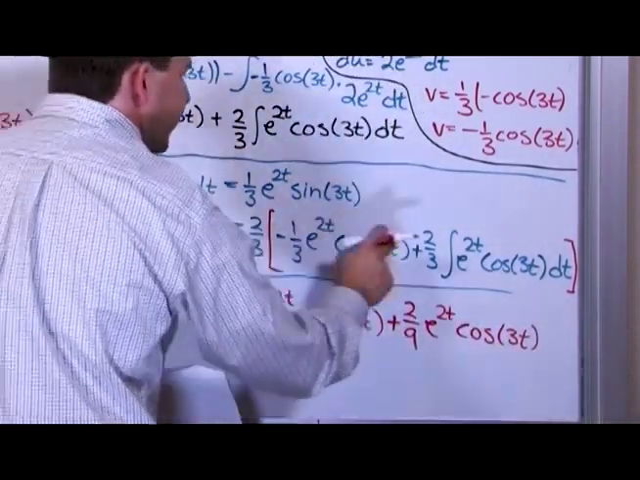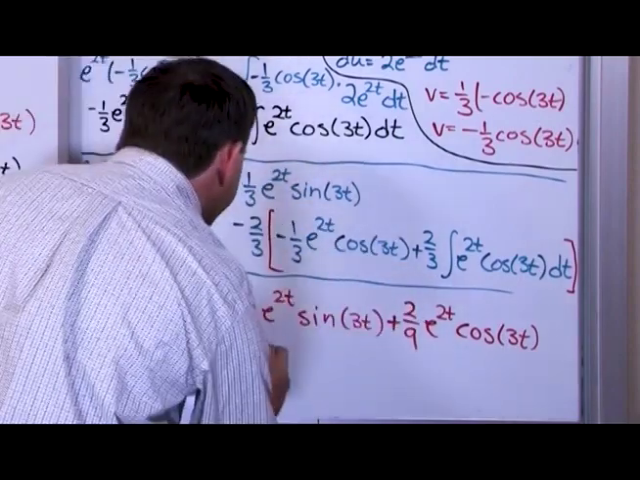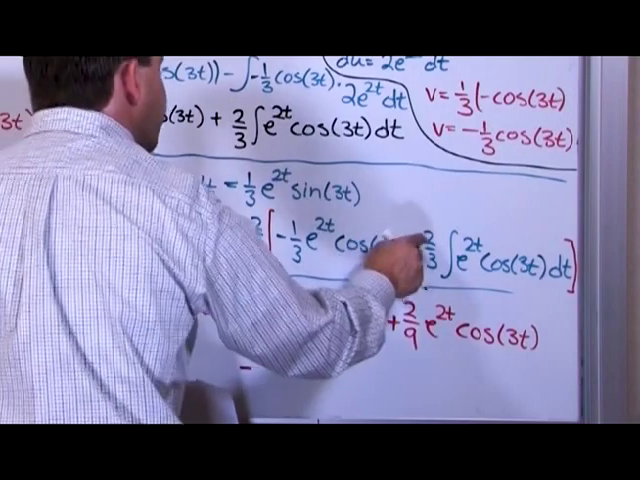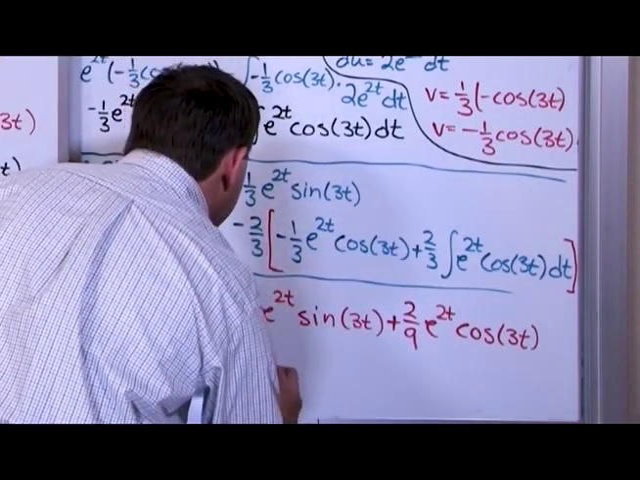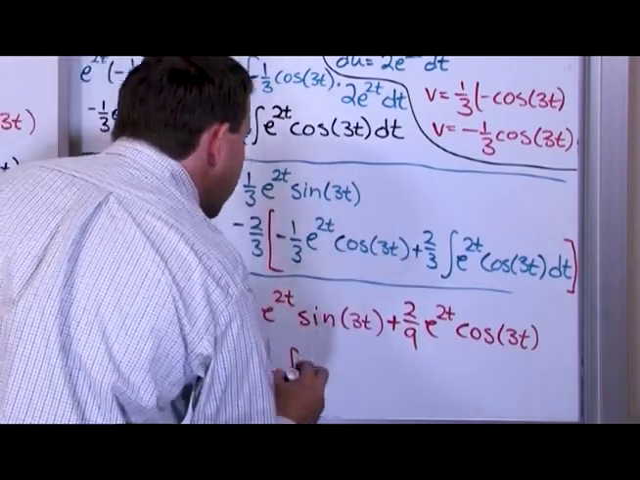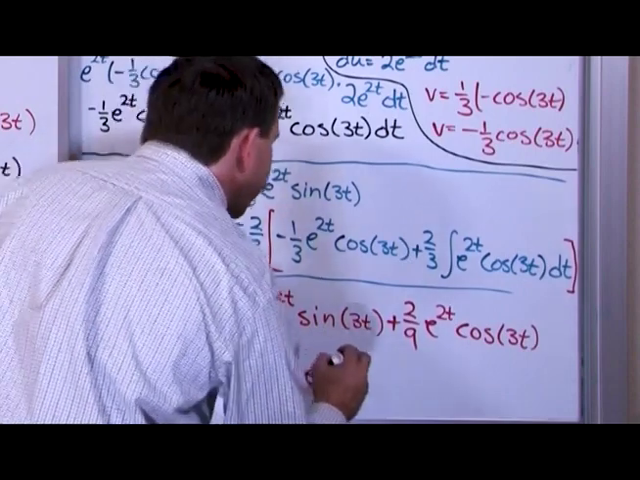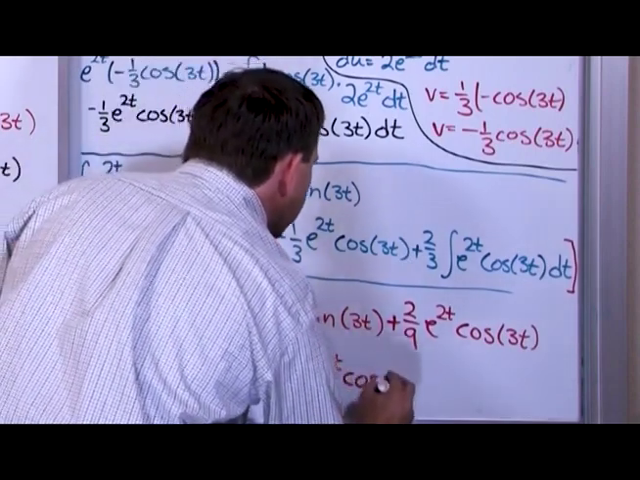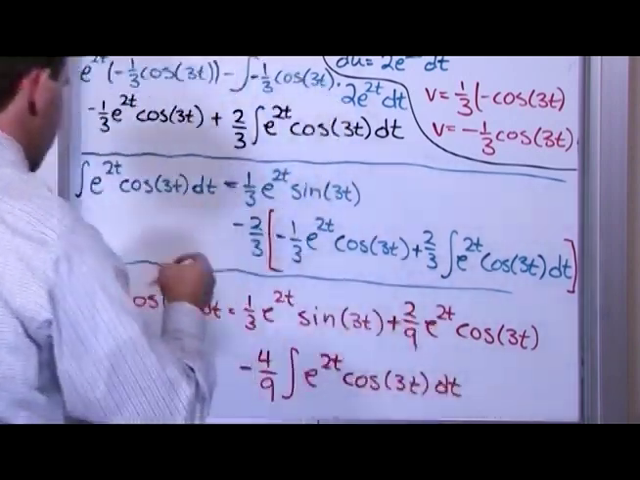I've got to multiply this times all of this. Okay, so I've got negative times positive gives me negative. So I've got negative 2/3 times 2/3 gives me 4/9. So I've got 4/9. This times this gives me 4/9 times the integral of e to the 2t cosine 3t dt. And believe it or not, we're almost to the answer.